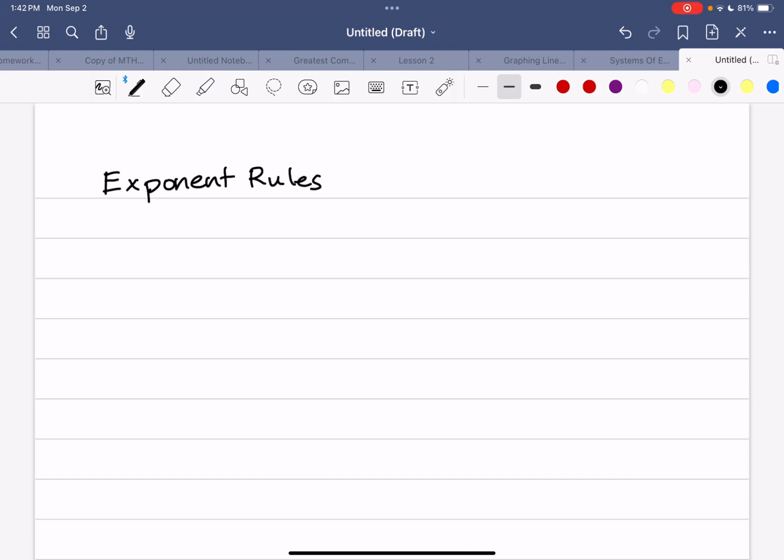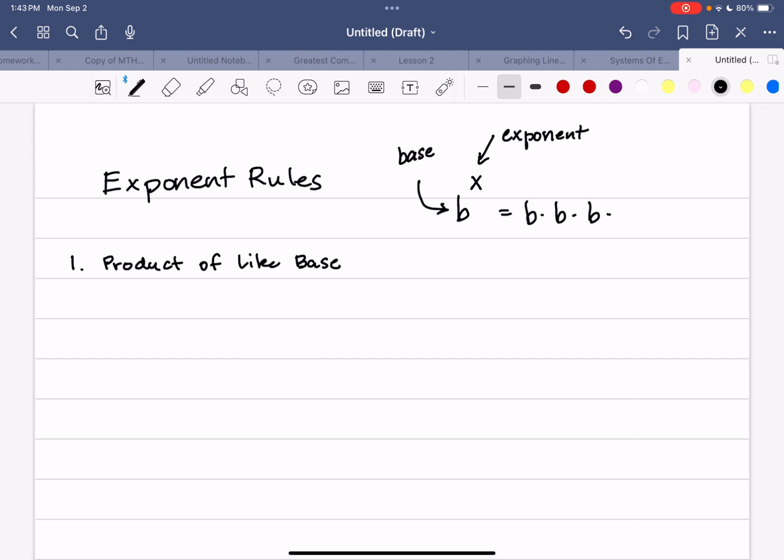In this video, I'm going to go over the exponent rules. The first rule is called the product of like bases. That means you have two bases. Remember, you have a base and an exponent. So this number here is called the base, and this is called the exponent. And that means you're going to multiply that base b, x times.